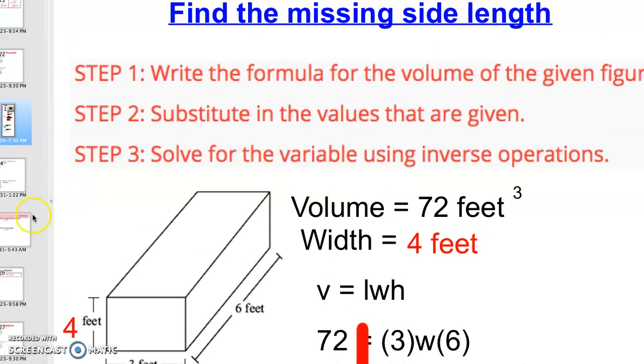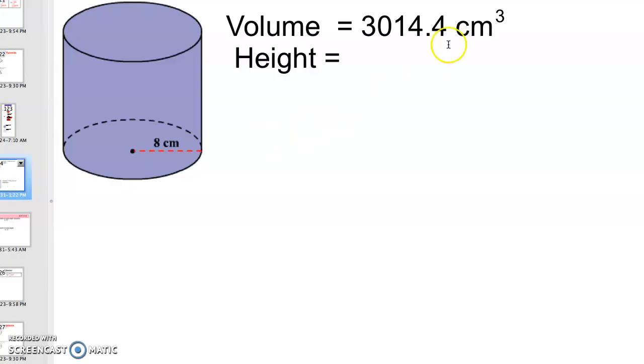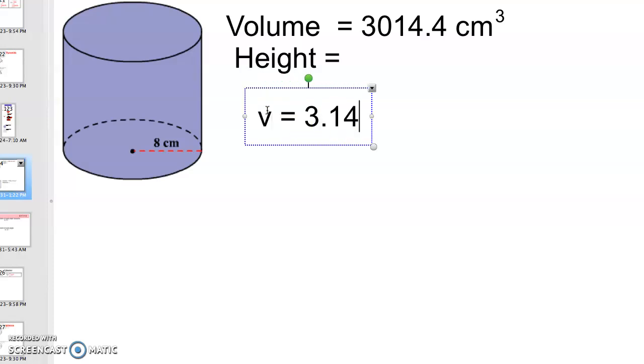Next, we're going to do the same thing, but with a cylinder. We're going to follow the same exact steps. So step 1 is to write the formula. Step 2 is to substitute in the values. Step 3 is to solve for the variable. And it's going to be a little bit more challenging because it's a cylinder. Okay, so step 1, write the formula. So volume equals pi times radius squared times the height.